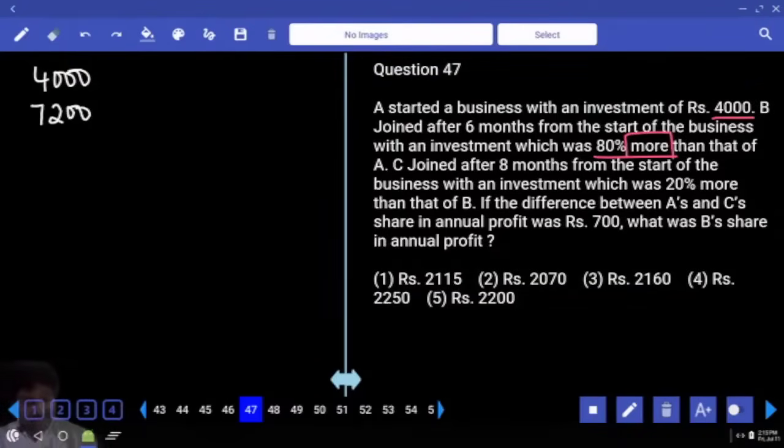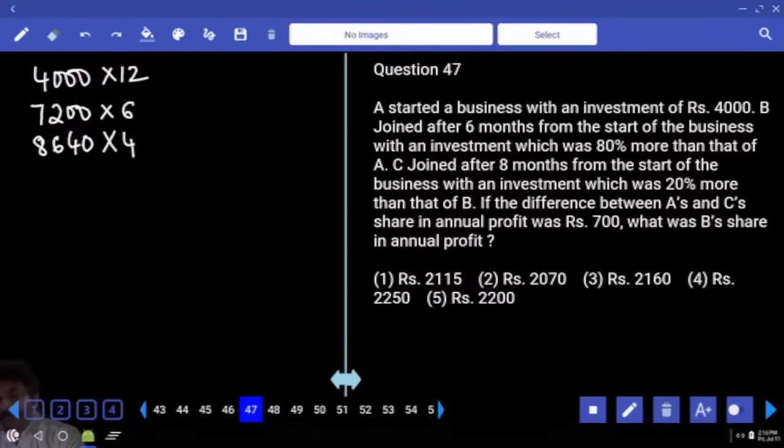7,200. C's investment is 20% more than that of B. What is 10%? 720. 20% is double. If you add 1440, it becomes 8640. Got it? A started, after 6 months B joined, C joined after 8 months. So A will be there for 12 months. As B joined after 6 months, it will be there for 6 months. C joined after 8 months, 4 months.